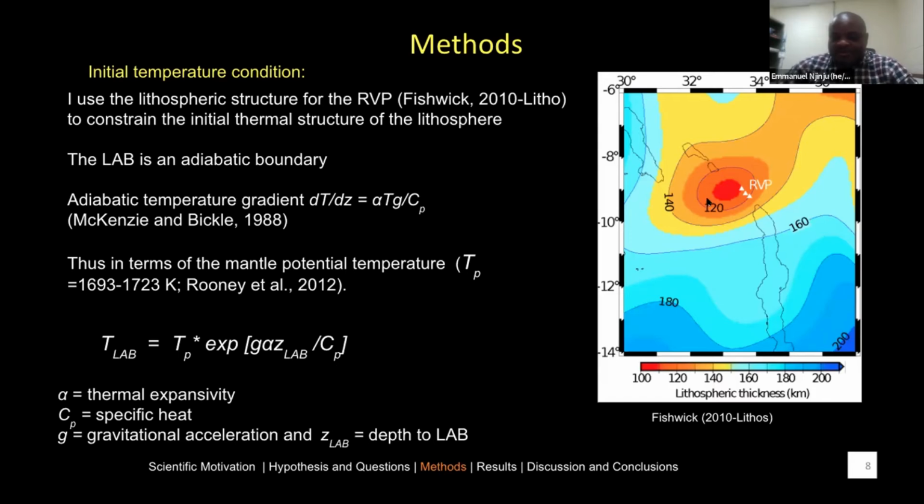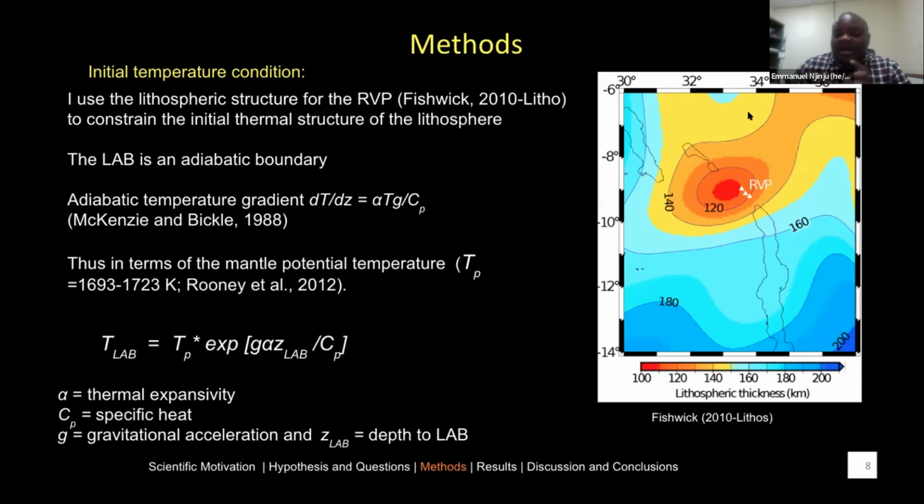The hot colors represent regions with thin lithosphere, and we see the lithosphere beneath the Rungwe volcanic province has a thickness of approximately 100 kilometers. And the lithosphere gets thicker as you go beneath the Malawi Rift, reaching up to 200 kilometers in some places. So we use this lithospheric thickness to constrain the initial temperature of the lithosphere.